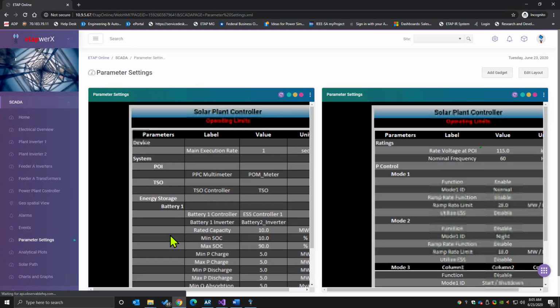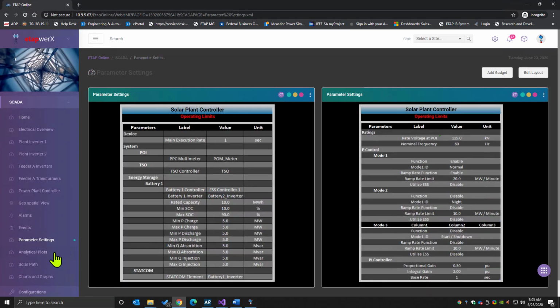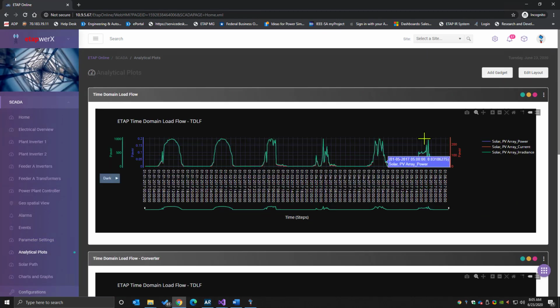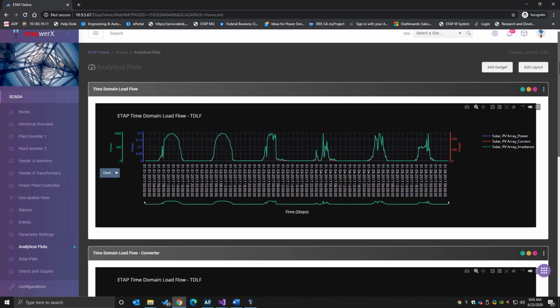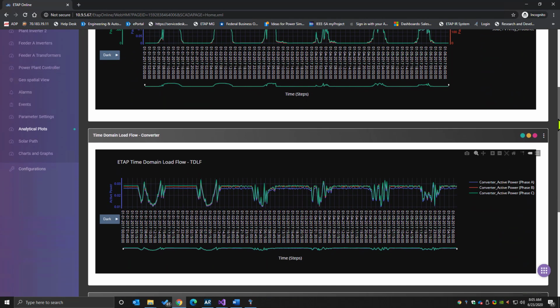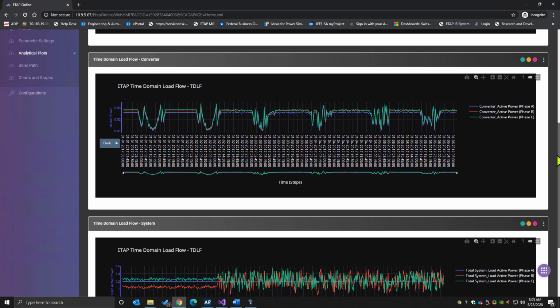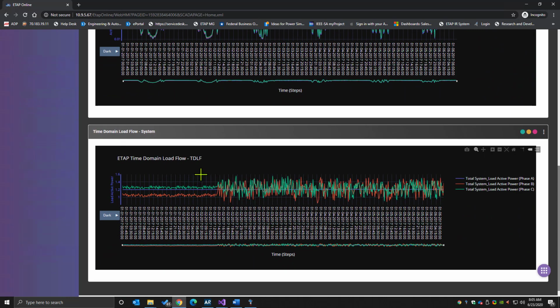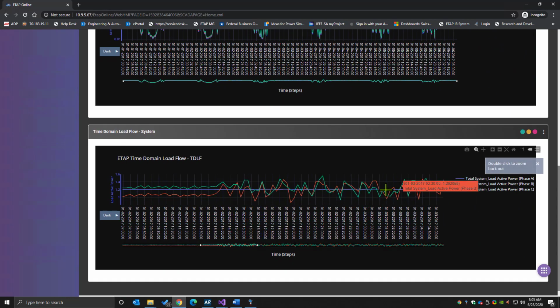Of course, we've looked at our parameter settings that the user can adjust when they're changing the parameterization on the system. And you can also look at various trends such as the solar array power, current, irradiance, any converter power values that are relevant, and of course the total system power that you may be interested in.